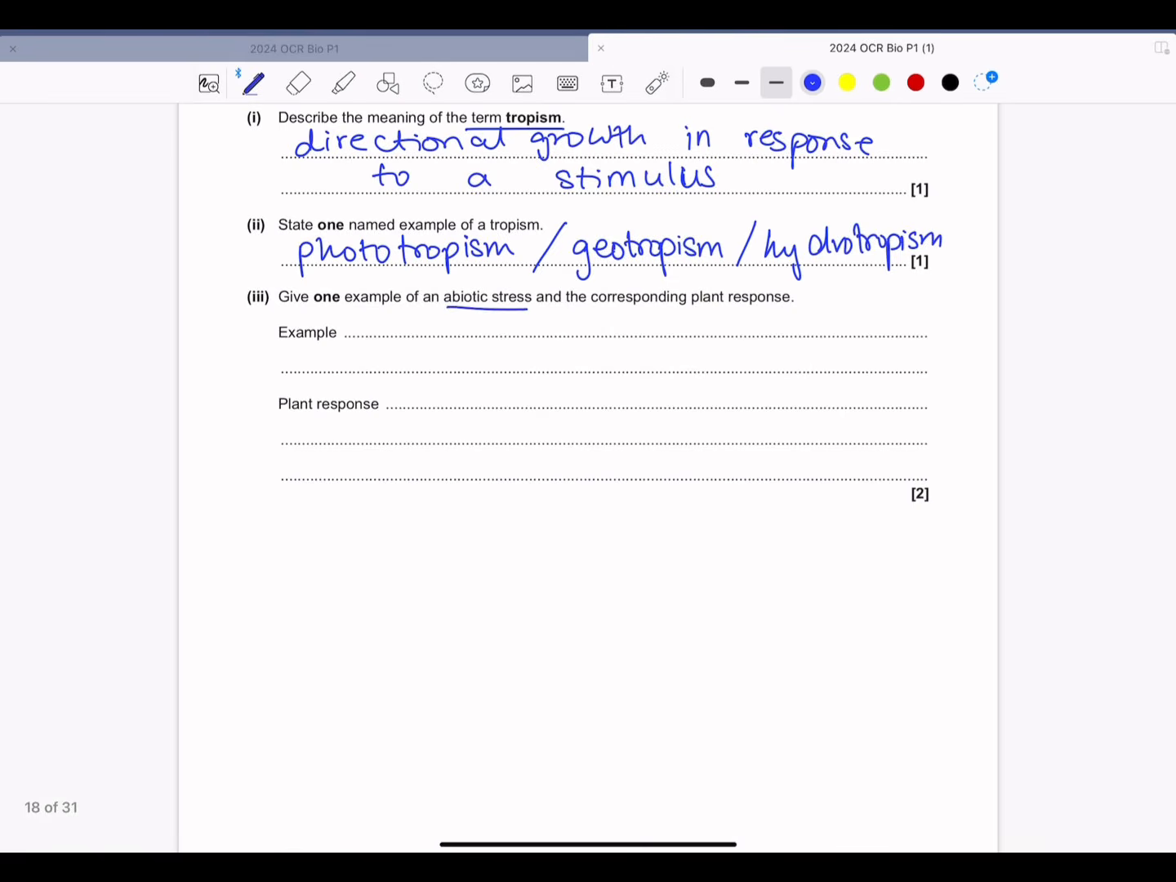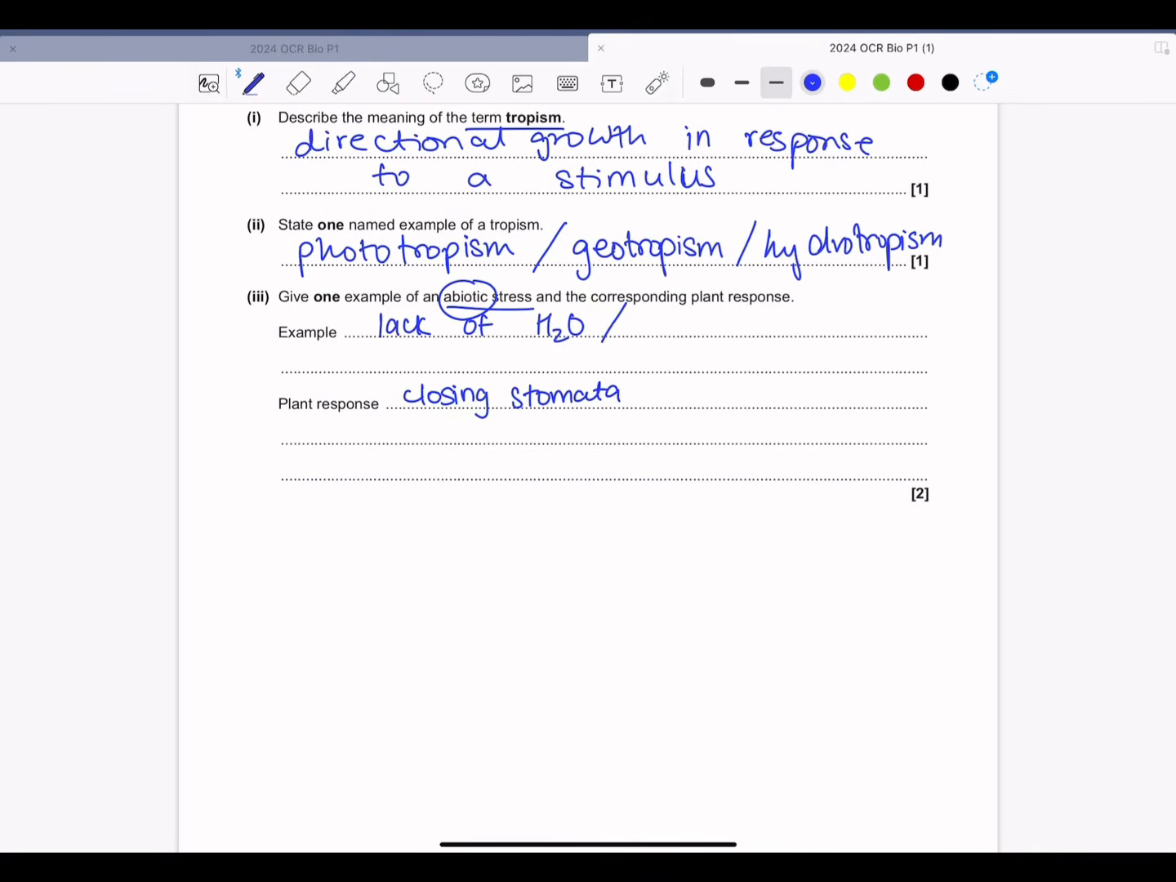Give one example of an abiotic stress and the corresponding plant response. Abiotic stresses are the non-living factors that cause stress, like lack of water, lack of carbon dioxide, pH, temperature, etc. So let's go with lack of water, for example. Lack of water results in the closing of stomata, to preserve water and prevent transpiration.